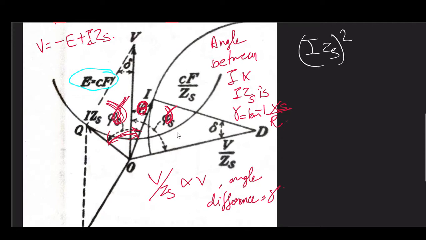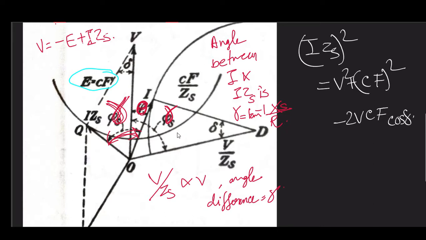Izs whole square is equal to V square plus Cf square minus 2VCf cos delta, right? So this is like V square plus E square minus 2VE cos delta.